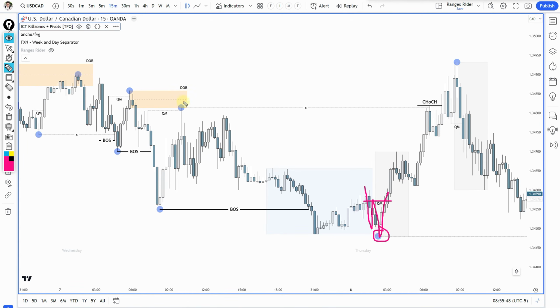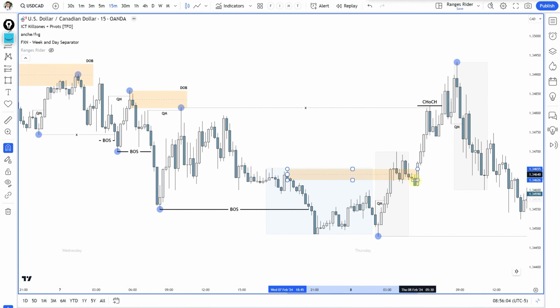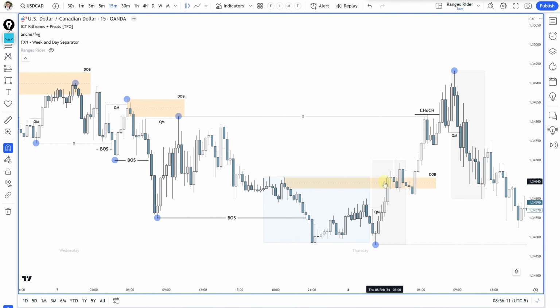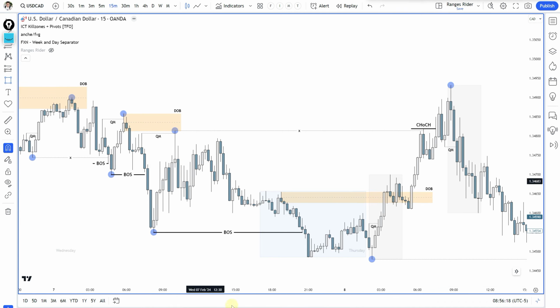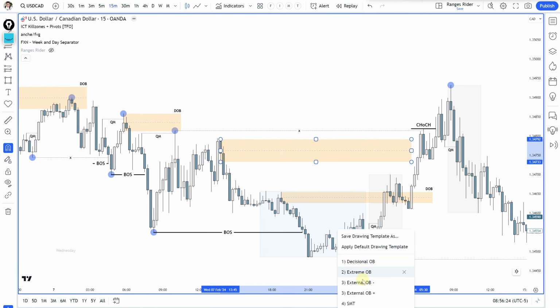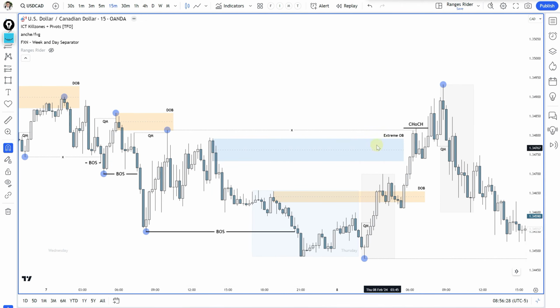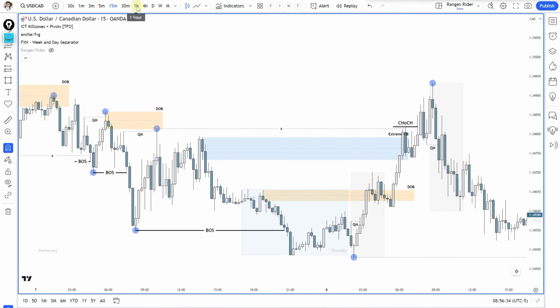So we have the QM here. So now we have a range from A to B, and this is going to be very interesting for you guys. Let's first mark something. Okay, this is the QM, and then we mark this one as a decisional order block, and we don't get any confirmation entry from the decisional order block. If this is taken out, then the next area we target is the extreme order block. So this is the extreme order block, this one. And if the extreme order block is also taken out, then we go one time frame higher, H1 time frame.